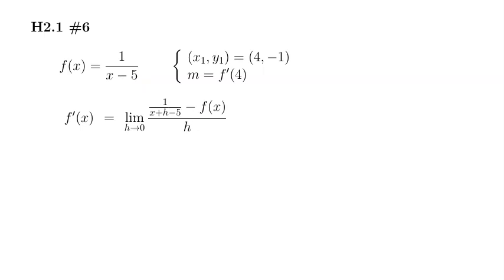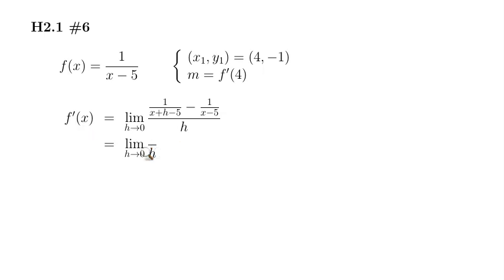Then f of x is exactly this formula right here, so I'm going to copy the same thing, 1 over x minus 5. That's just the definition. Then the next step is to combine these two fractions in the numerator. We'll take care of the limit later.